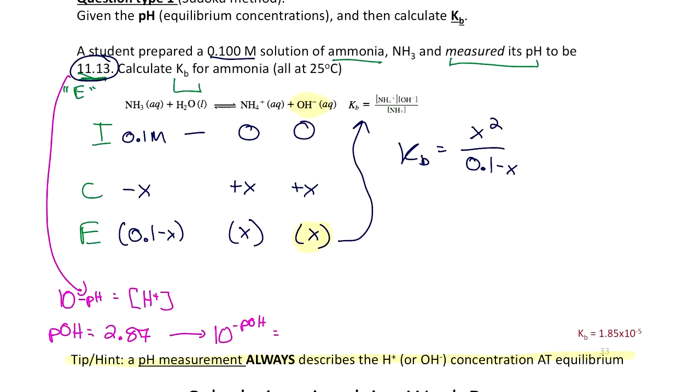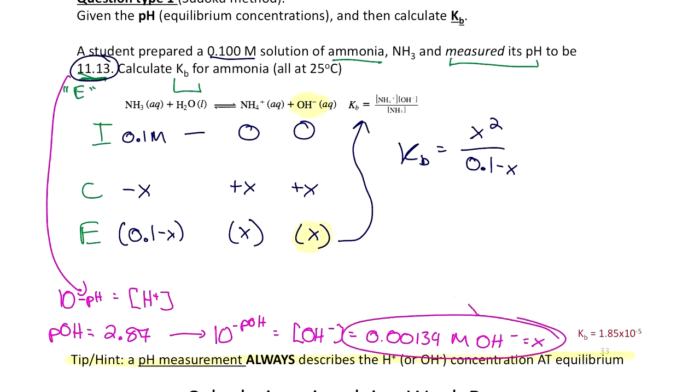So 10 to the negative that number, I get that the hydroxide concentration in this solution is 0.00134 molarity. That's the hydroxide concentration. This is X. Right, that's X. And since I have X, I can just plug everything into the KB expression and then go ahead and calculate KB.